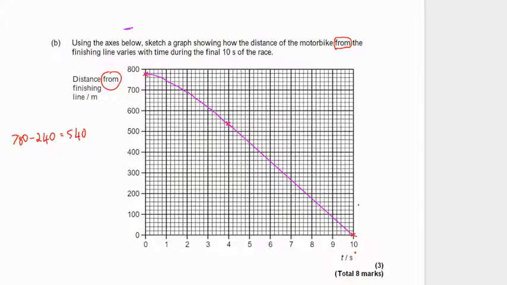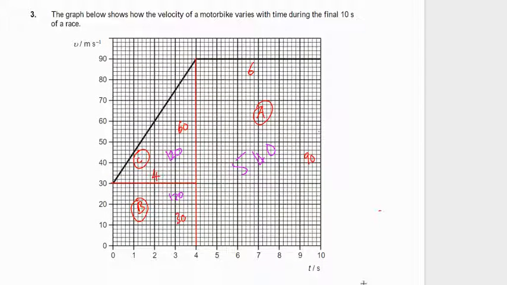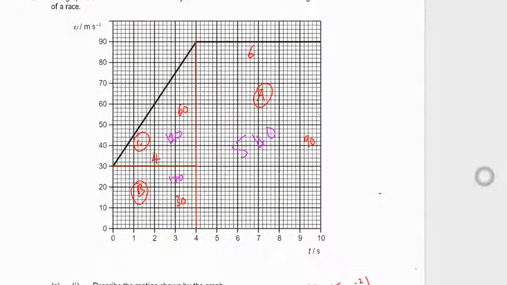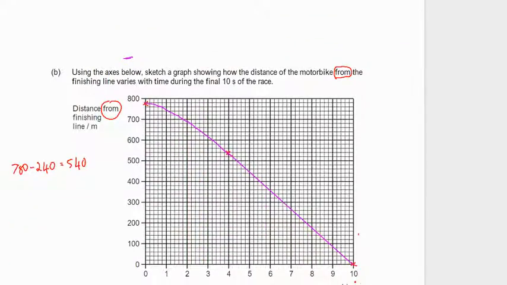Now I know that the object is accelerating from 30 meters per second to 90 meters per second. How do I draw acceleration on a distance time graph? The gradient will show us speed. So if I'm going to show acceleration, my gradient should increase. So I've started off a little straight and I've curved it to that point. So the gradient is increasing.